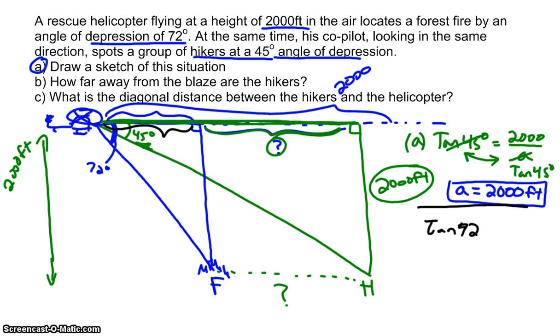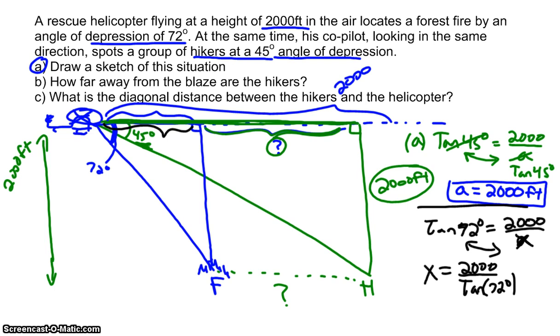72 degrees. And I'm going to set that equal to the opposite over adjacent, which again, the adjacent, I don't know on this one. Maybe we should call it a different letter. Let's call it x. And I'm going to again switch the two positions. So I'm going to get x equals 2,000 over tangent of 72 degrees. And this time when I work that out, I end up with a value of 649.84 feet. And that's what my x equals.